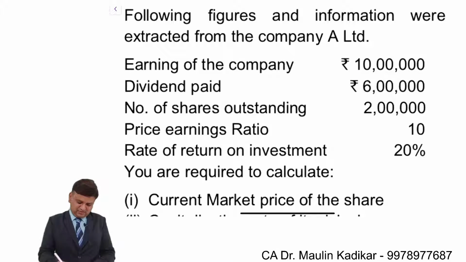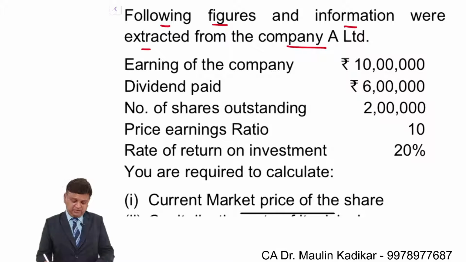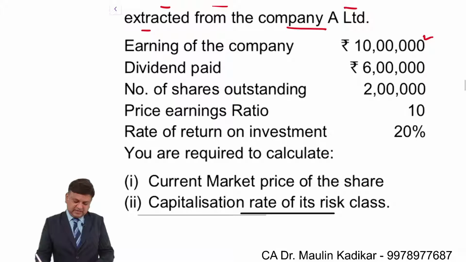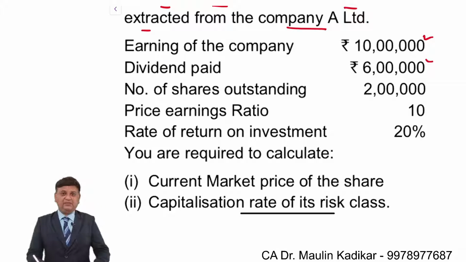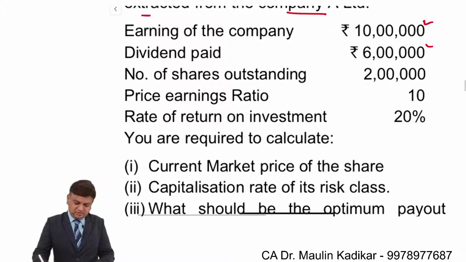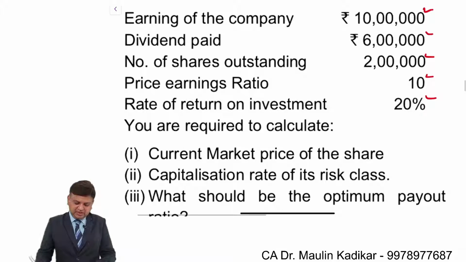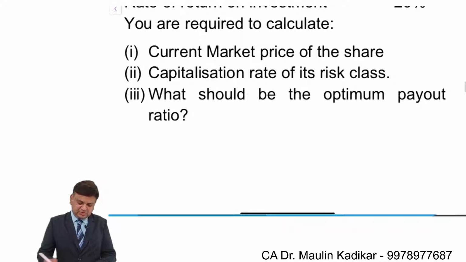Next question. The following figures and information were extracted from Company A Limited. Earnings of the company are 10 lakhs. Payment of the dividend is 6 lakhs. Number of shares outstanding is 2 lakhs. Price earning ratio is 10 times. The rate of return on investment is 20%.